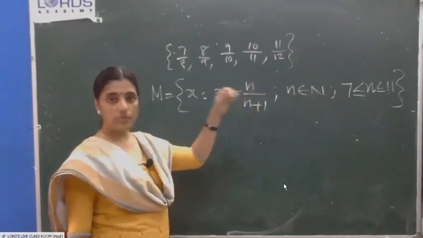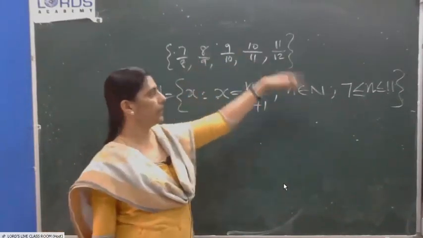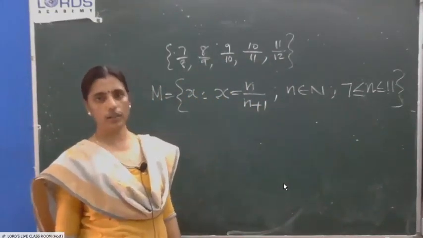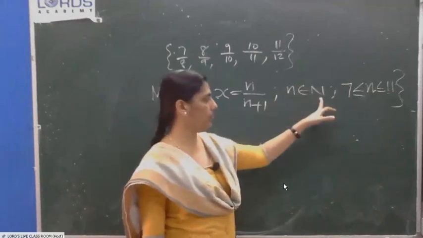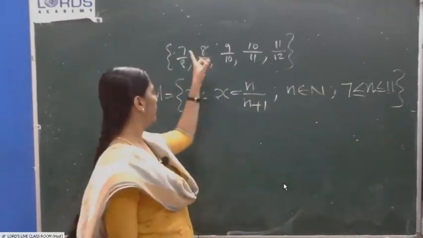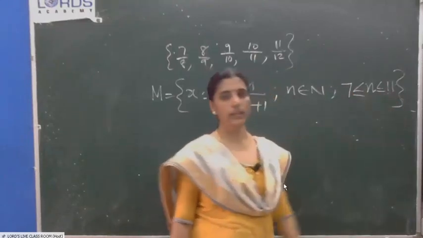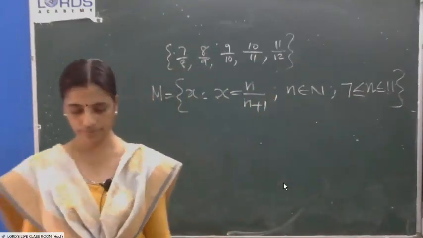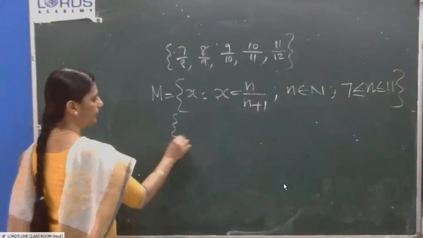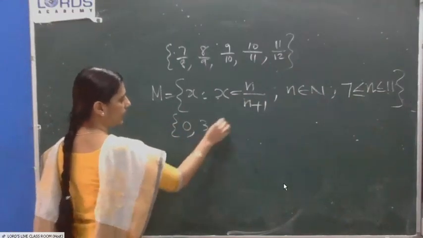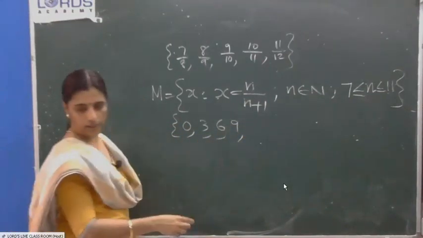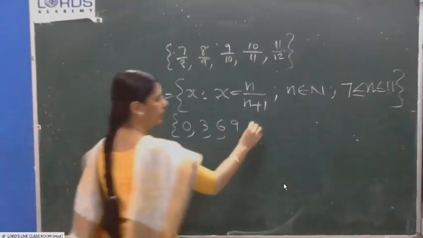But n comes from which family? 7, 8, 9, 10 are natural numbers. So n belongs to N, but not all. From where to where? 7 to 11. So 7 less than or equal to n, less than or equal to 11. Next question: 3, 6, 9, 12, 15, 18.